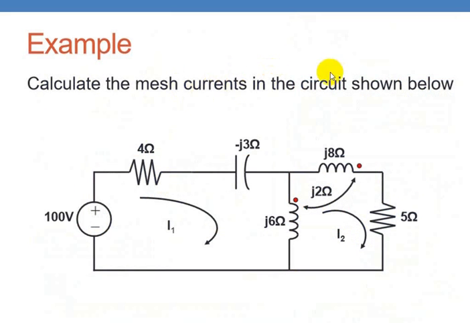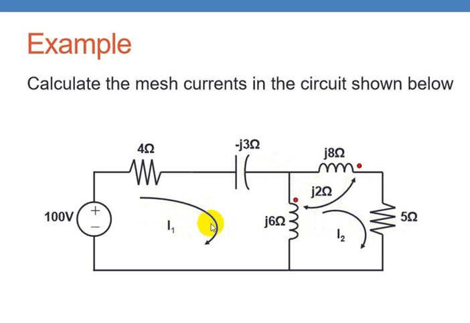Calculate the mesh currents in the circuit shown in the figure below. So this is the circuit. Here 100 volts, 4 ohms, minus j3 ohms, j8 ohms, j2 ohms. This is the mutual inductance reactance, the reactance of the mutual inductance, j6 ohms, and 5 ohms.